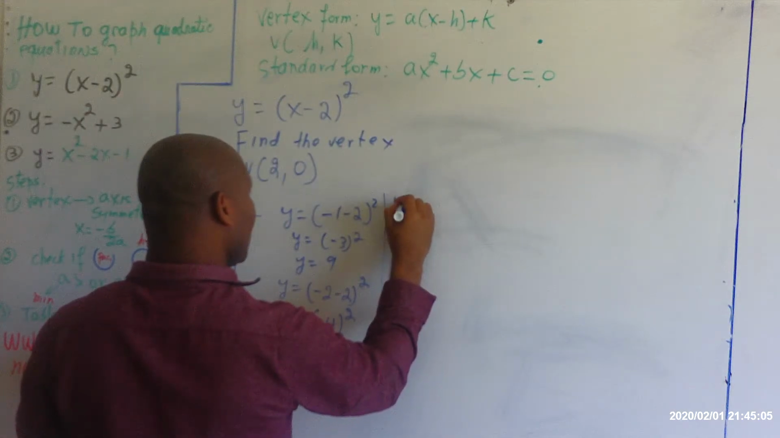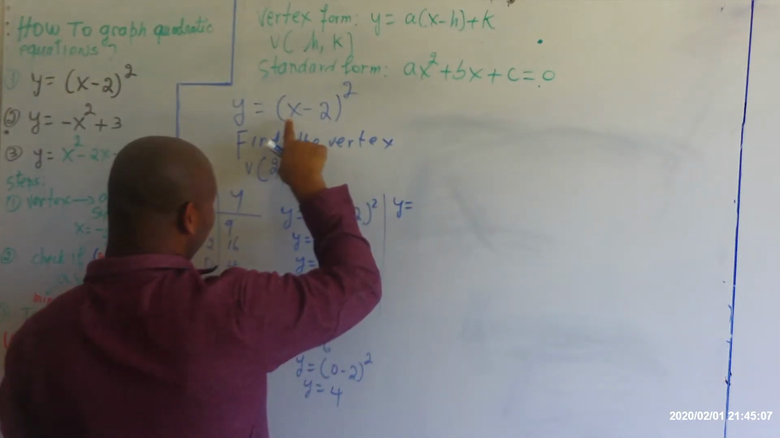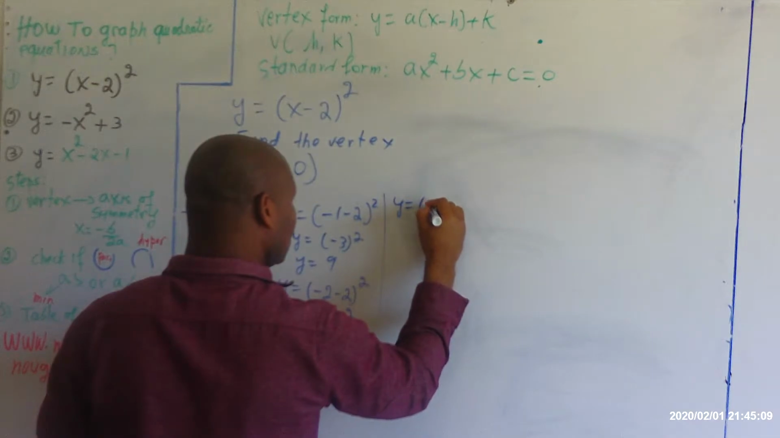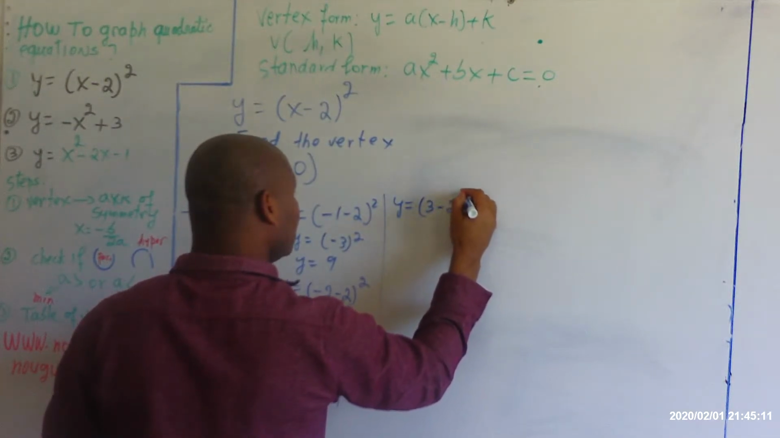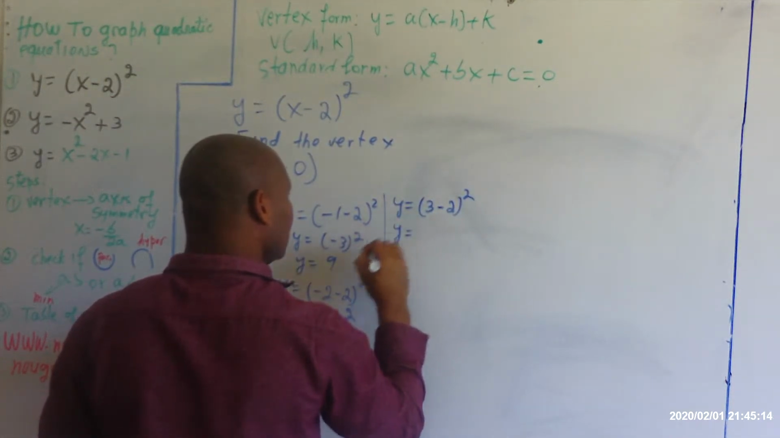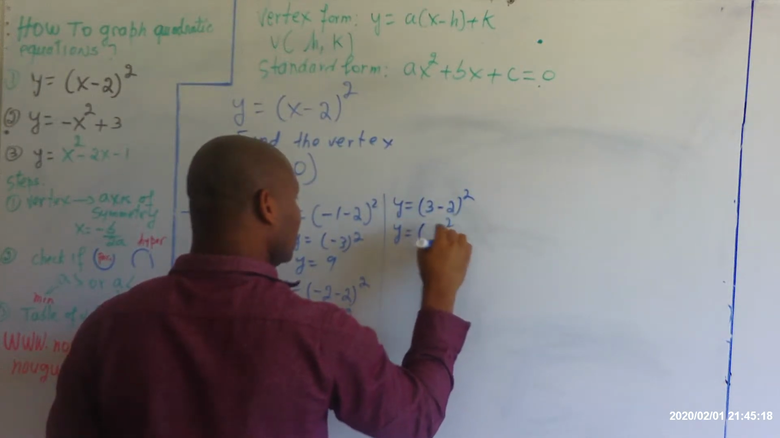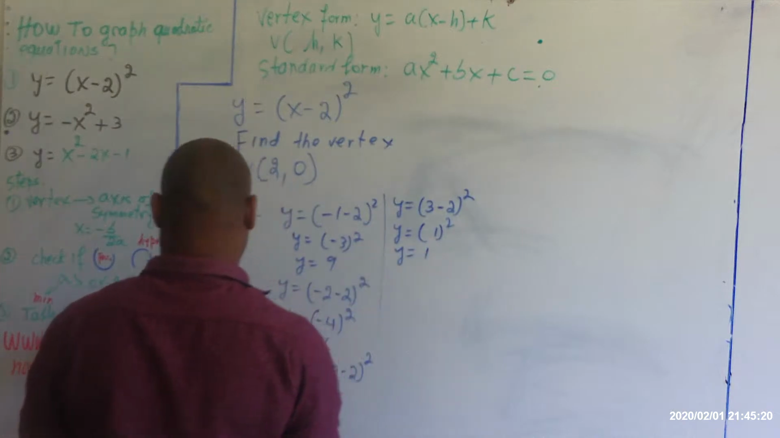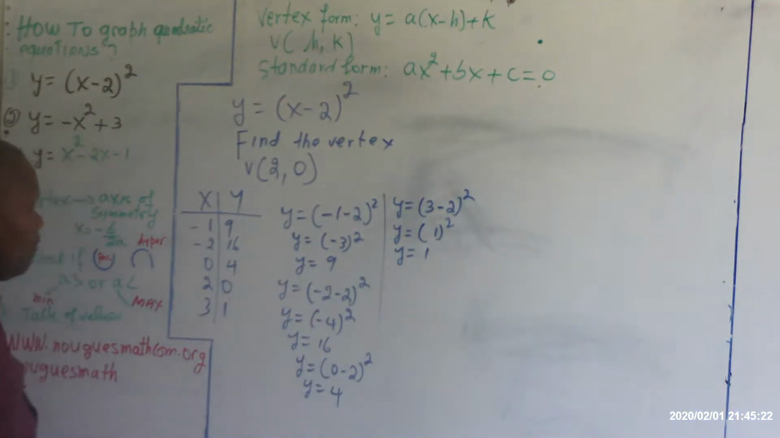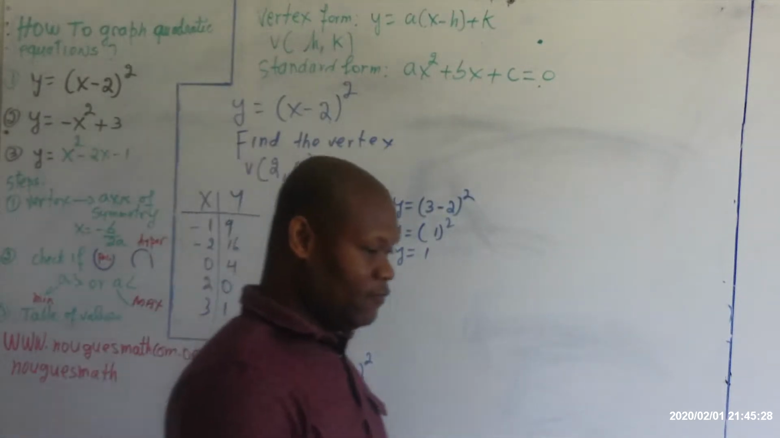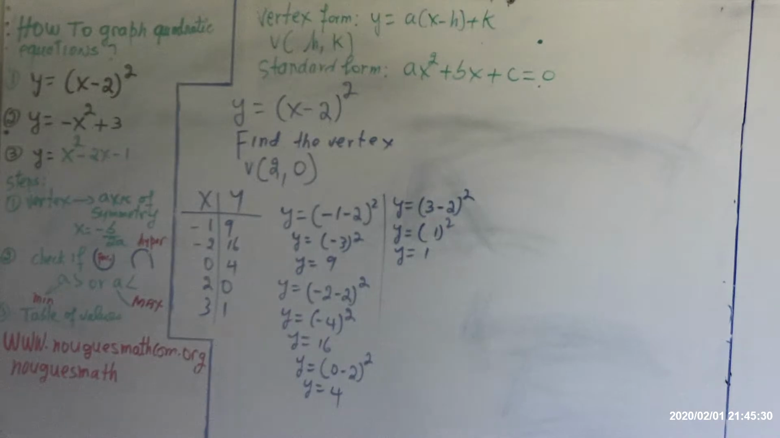y equals, we're going to replace x by 3. 3 minus 2, to the power 2. 3 minus 2 is 1. 1 to the power 2 is 1. So now we have all the points. Now we can graph. Let's see if we can have a very nice graph.